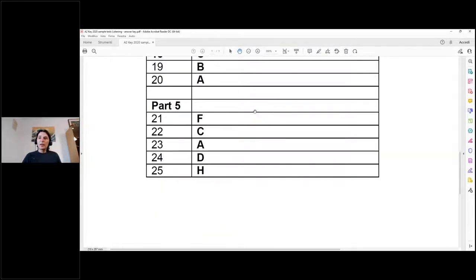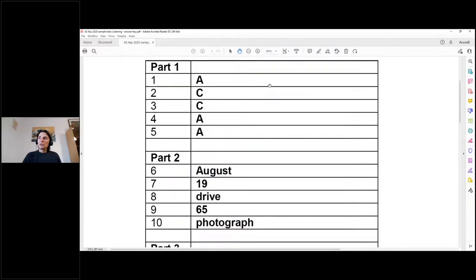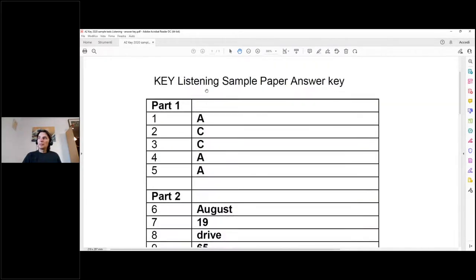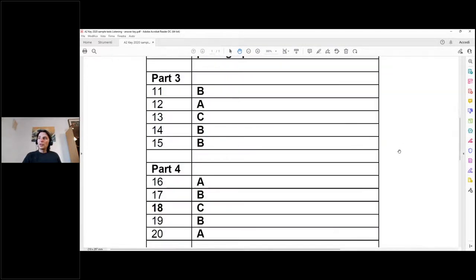Then you have part 5, 21 F, 22 C, 23 A, 24 D, 25 H. So once again, these are the key, right? Listening sample paper answer key. Okay, so you have the answers to the listening exam.